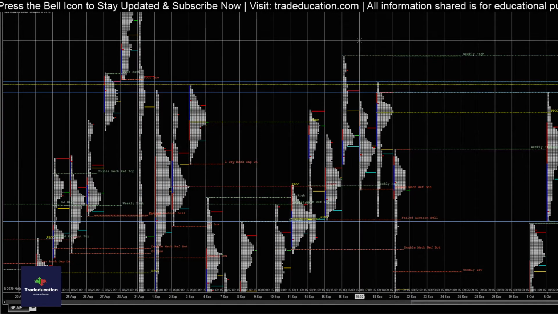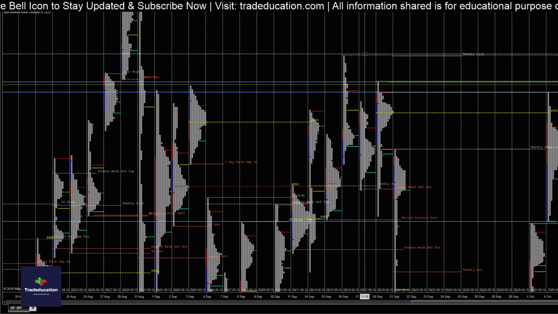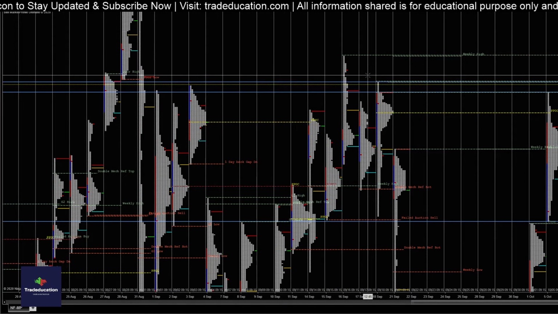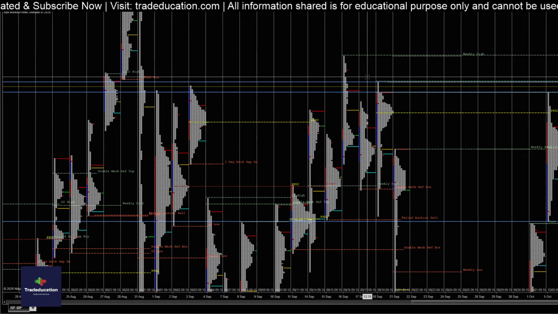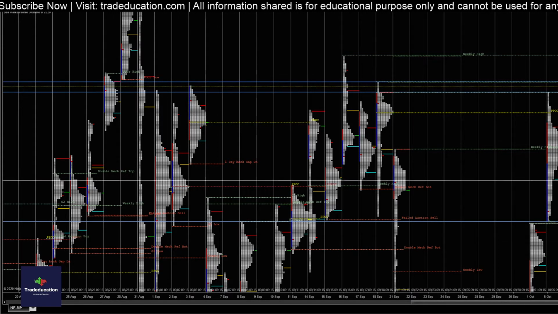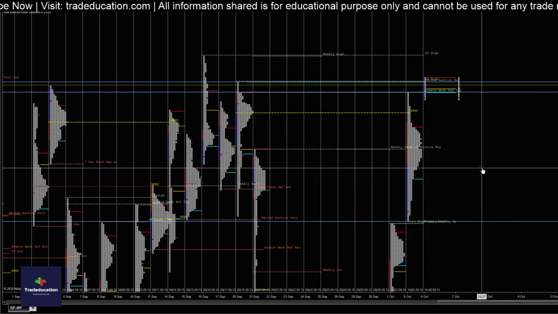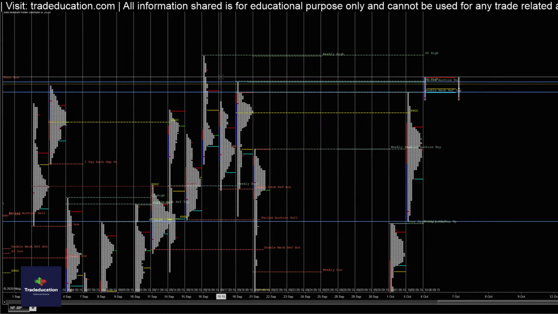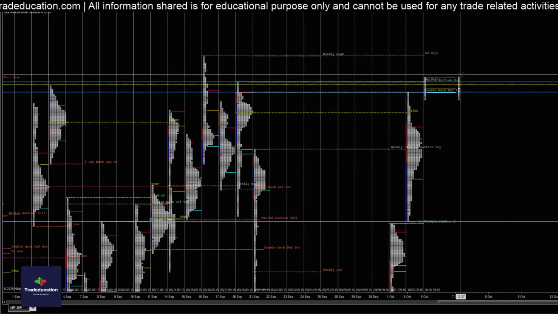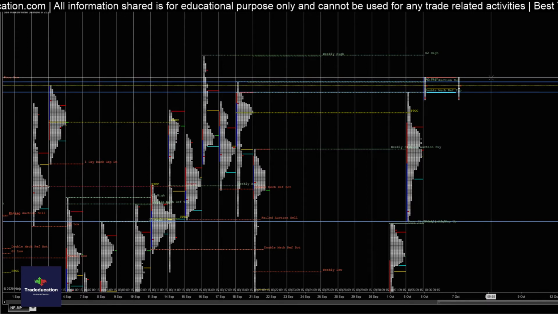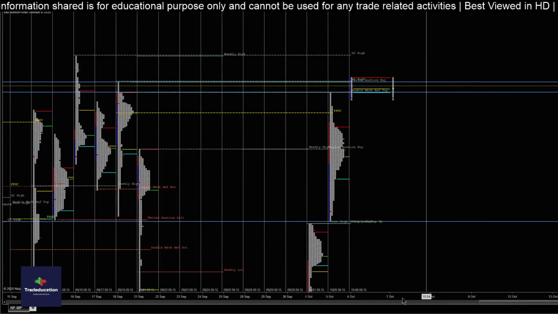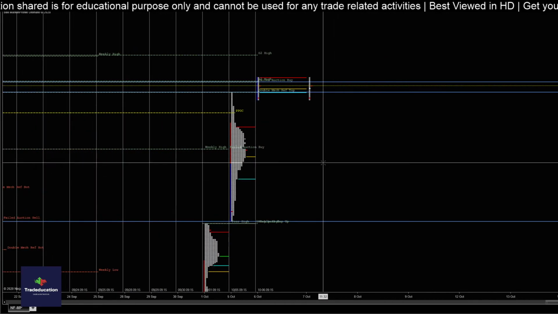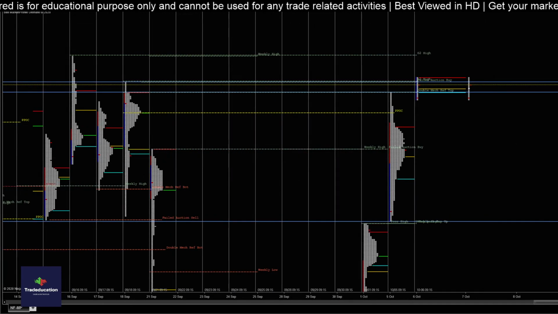Okay, we have got one more G2 high here. We have a single print here, and if you see exactly that is where... So I'll show you what I mean by that. If you see exactly around the high, today's high is around the single print zone. Okay, so waiting for sellers to step in and take the auction lower.